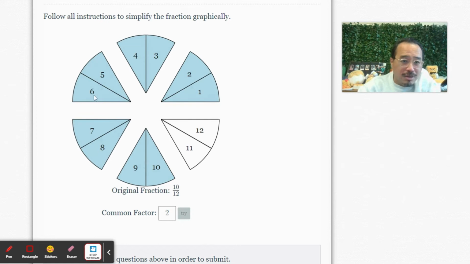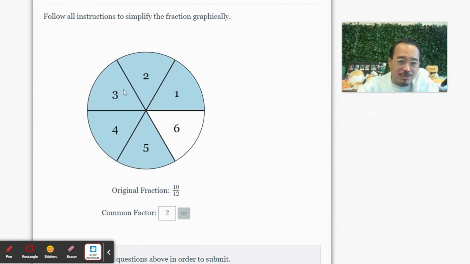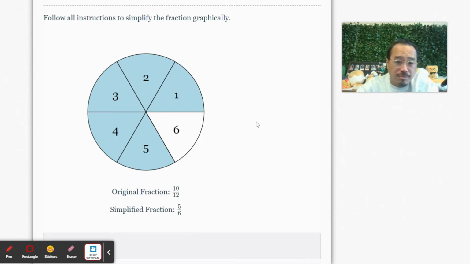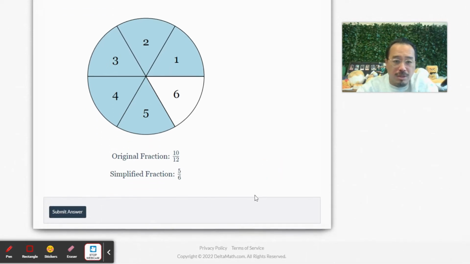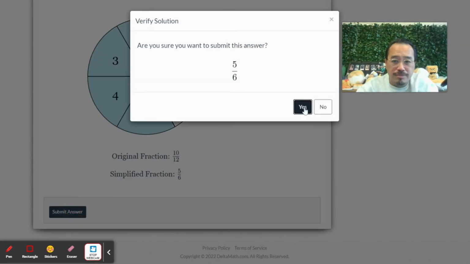Now watch this. You see how these pieces got pulled apart and then recombined together? So now what's the actual simplified fraction? Yeah, 5 out of 6. And that's it, that's the simplest form. That's pretty good, especially for those of you who need a little bit more of a review. I'm going to submit my answer.